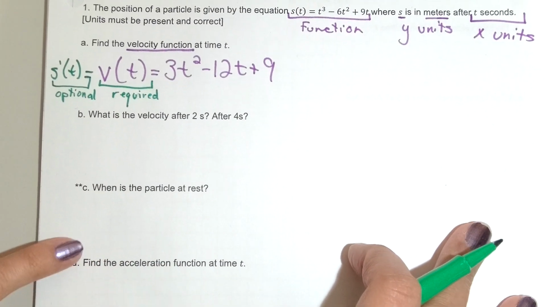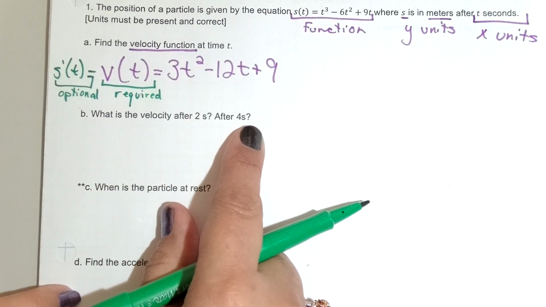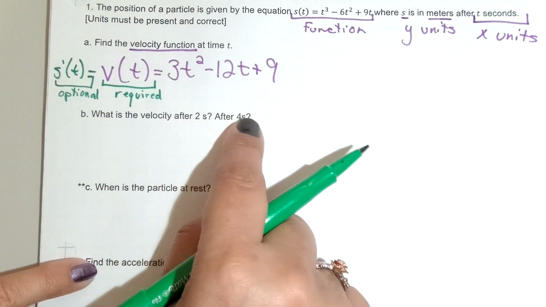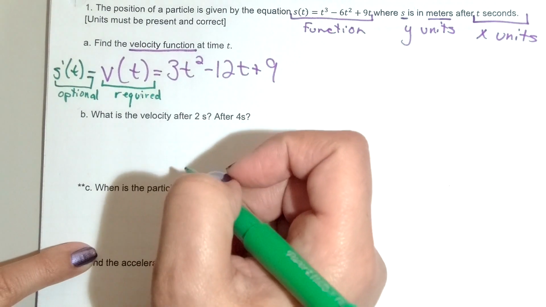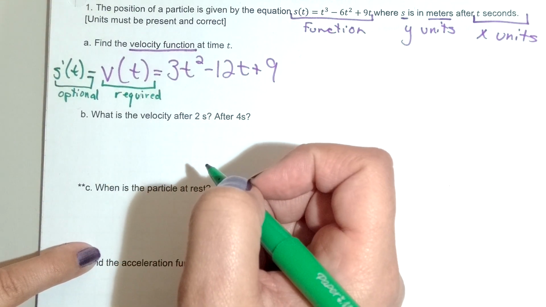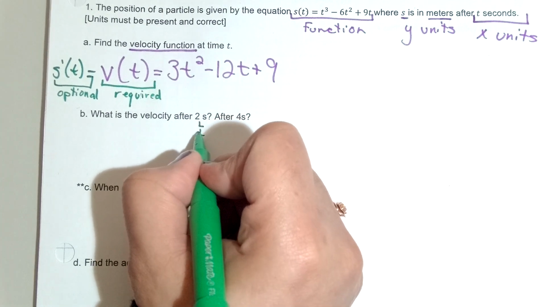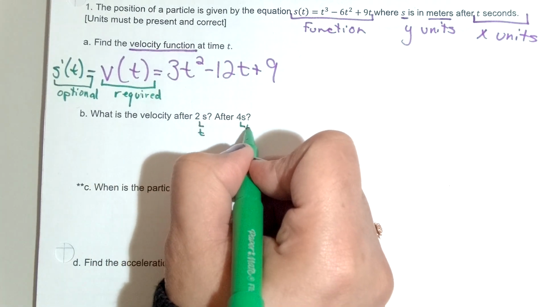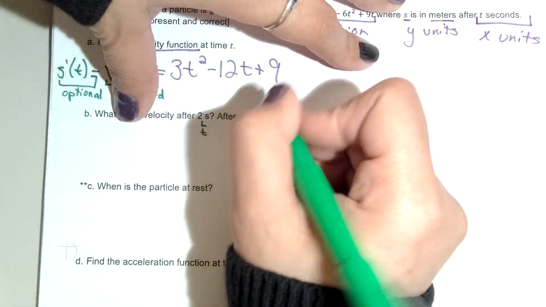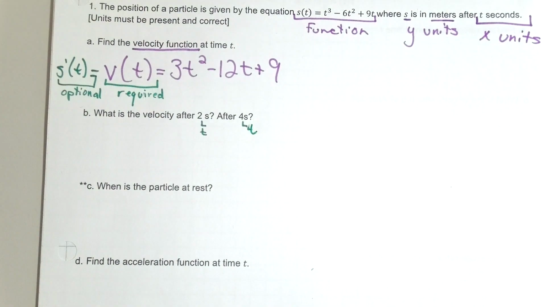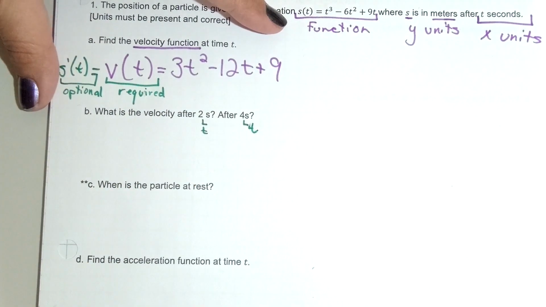All right. Let's look at part B. It asks for the velocity after 2 seconds and after 4 seconds. What does 2 and 4 stand for in this problem? T. Good. How do you know it's t? Because of the units, because of seconds. So this is going to be t, and this is going to be t. So what do you think we need to do in order to solve for this? Substitute. Good. So I'm going to substitute in the 2, and then I'm going to substitute in the 4.